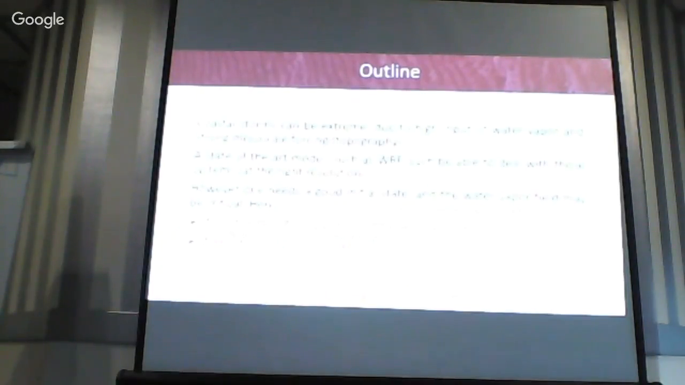What I'm going to show you is to use a new data source, which is precipitable water vapor maps made by Sentinel-1 data and also by GNSS, and to assimilate those maps into WATCH using the 3D-Var scheme.